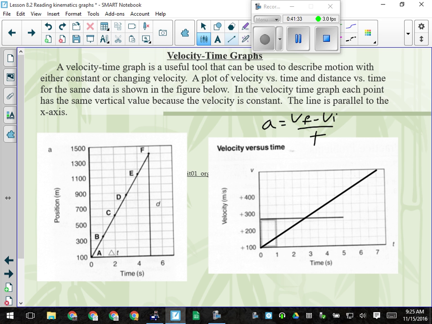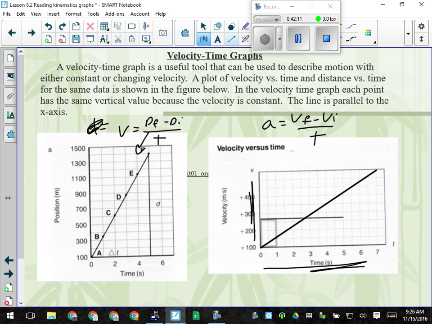Acceleration equals final velocity minus initial velocity over time. You might notice that that's kind of similar to how you calculate velocity: final position minus initial position over time. And off of this graph, that was the what of this line? The slope. So would the slope of this line then give me the acceleration? Yes. It tells me the change in velocity over time. So the slope of that line will be acceleration.